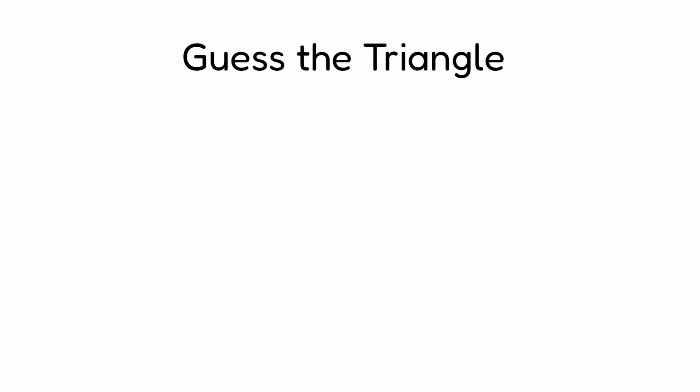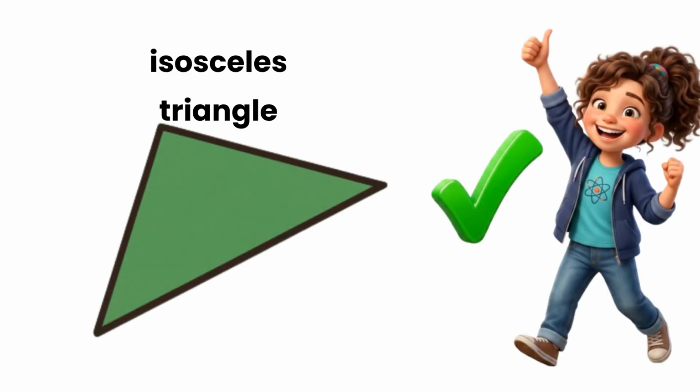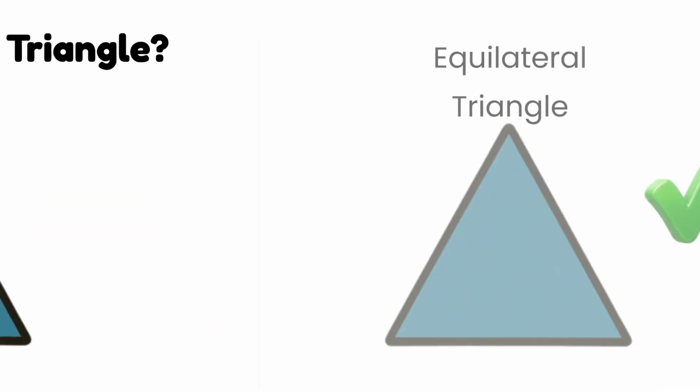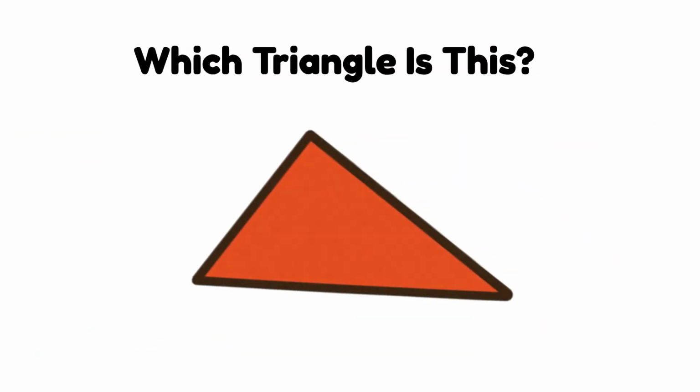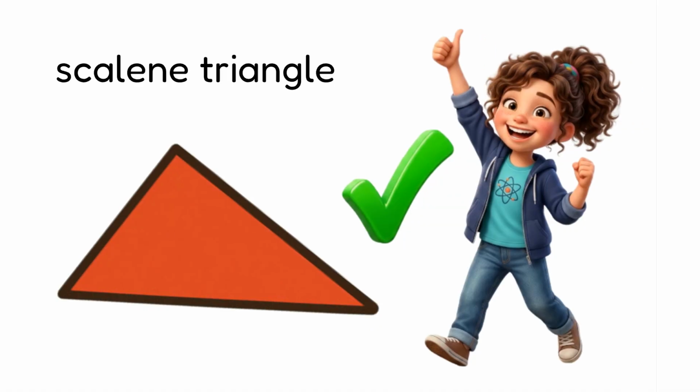Now, let's practice. Can you guess the triangle type shown here? That is an example of an isosceles triangle. Here is another one for you to name. That is an equilateral triangle, where all sides are equal. Moving on, which type of triangle is this? This is a scalene triangle.